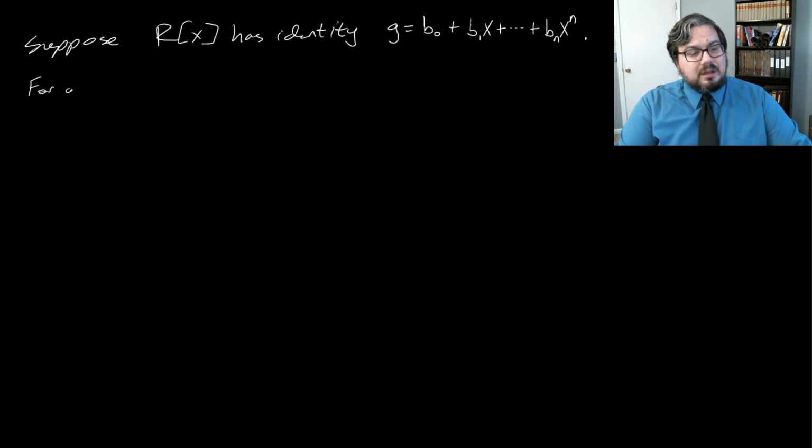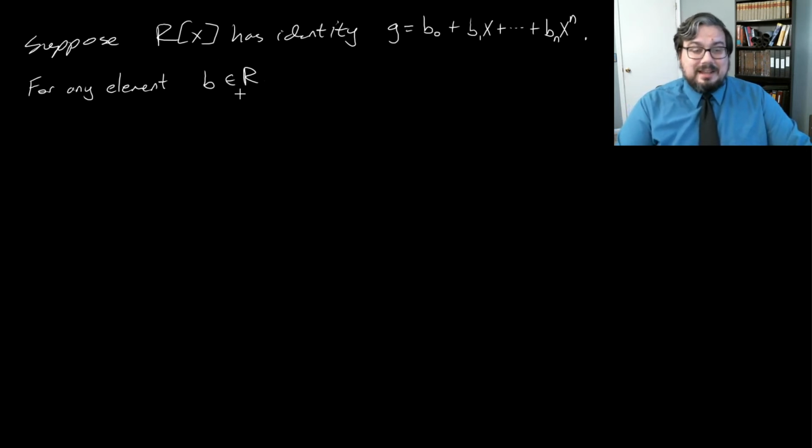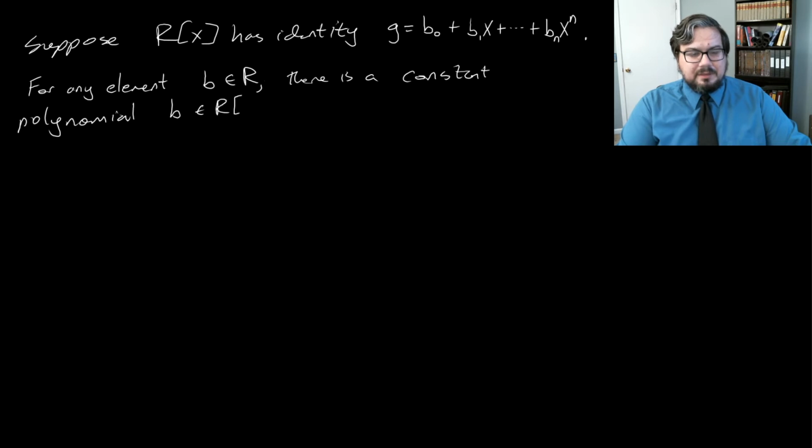Now notice that for any element b in R, we'd love to use the multiplicative identity 1 right here in place of b, but we don't know yet that R has an identity. That's what we're trying to prove. So all we can say is that for any element b in R, there is a constant polynomial b in the ring R adjoin X.